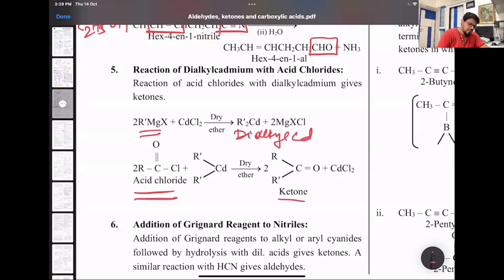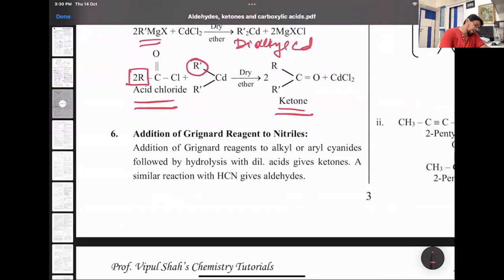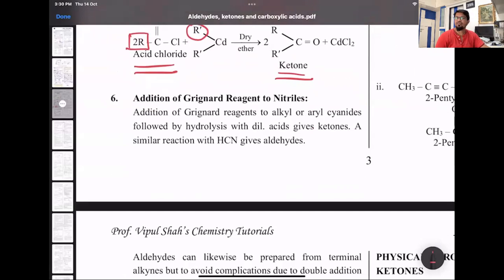So it gives you the respective ketone. One R in the ketone comes from the acid chloride and the other R' comes from the dialkyl cadmium, and you get the respective ketones over there. That's the part. Addition of Grignard's reagent to nitriles.